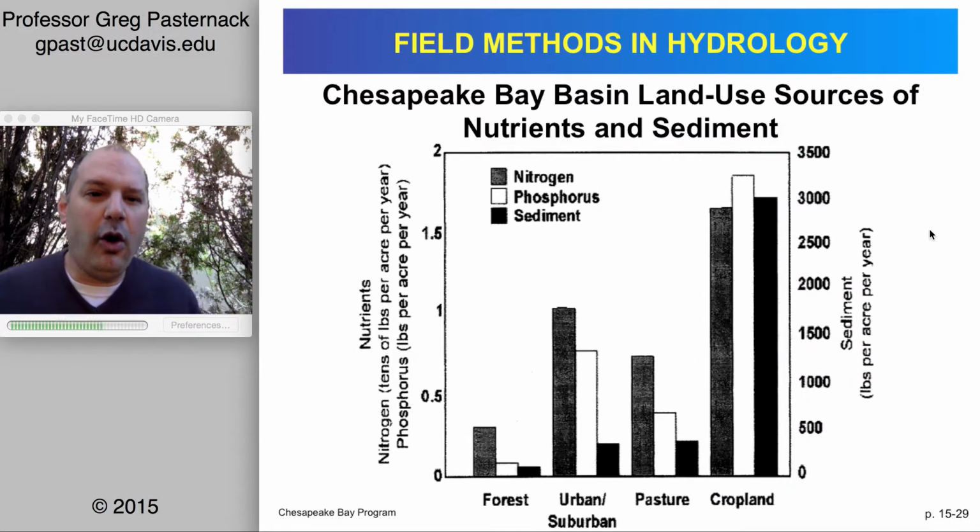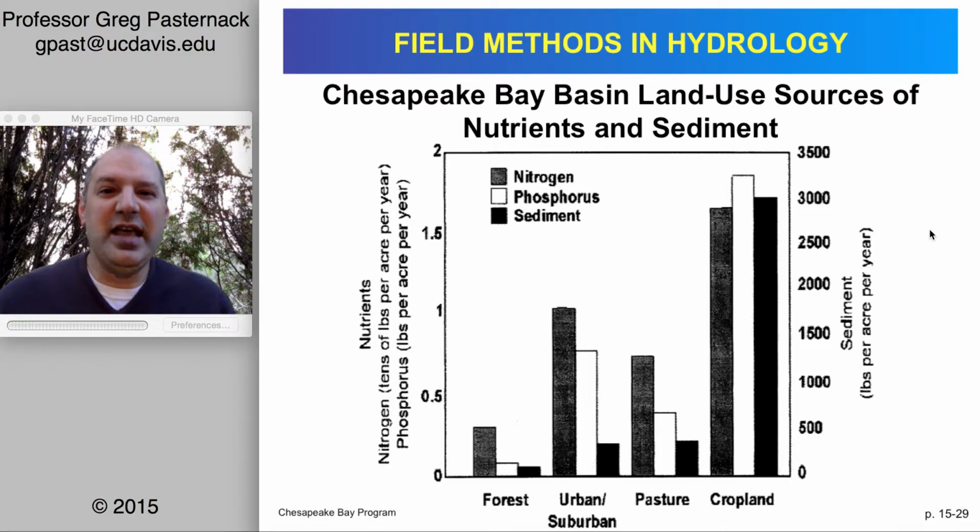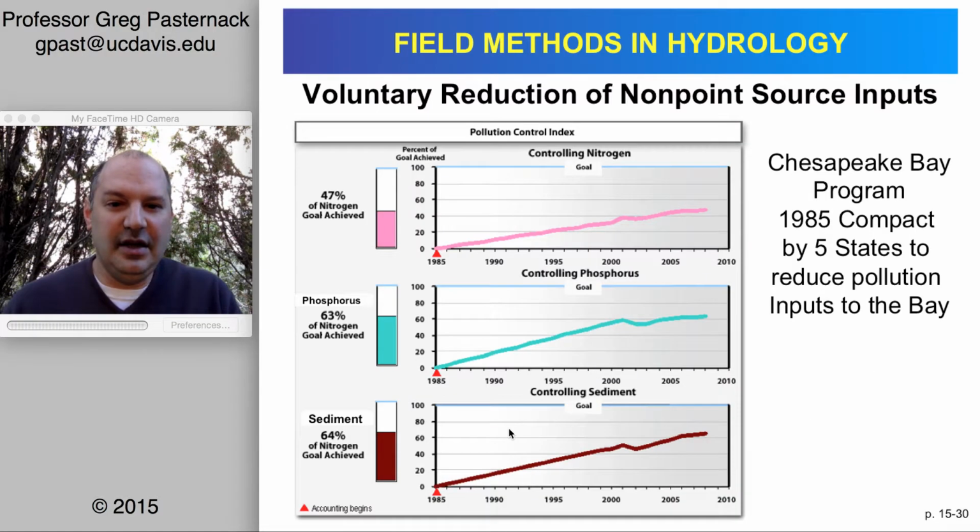If we look at the system as a whole, the problems are driven by the fact that we have nutrients like nitrogen and phosphorus and sediments coming into the bay, as well as just loss of habitat from overwhelming amounts of sediment filling in tributaries or snuffing out the beds, increasing the turbidity in the water column, and so forth. And so this shows that for nitrogen is the bar on the left, phosphorus in the middle, and sediment on the right. You can see that in the Chesapeake Bay region, croplands are the largest producers of nutrients and sediment, second by urban, suburban, then pasture, and forest producing the least.